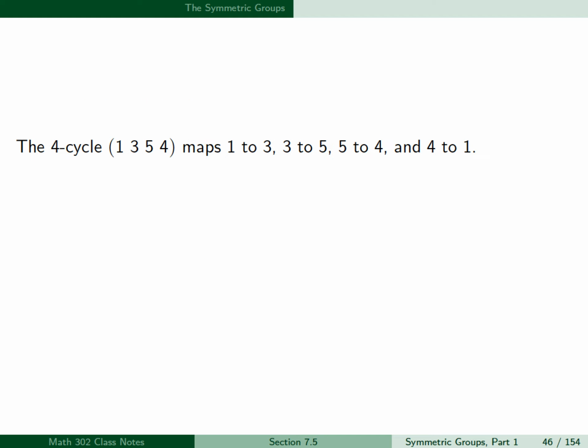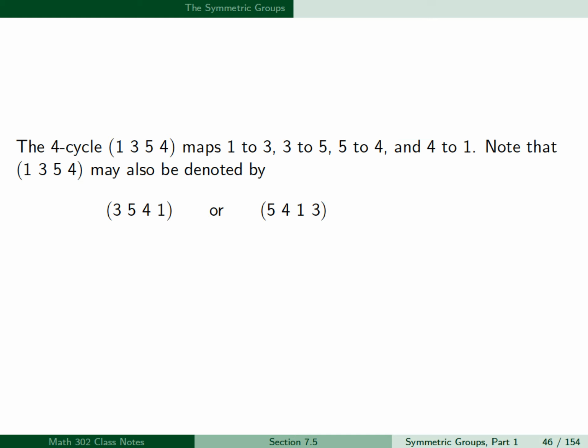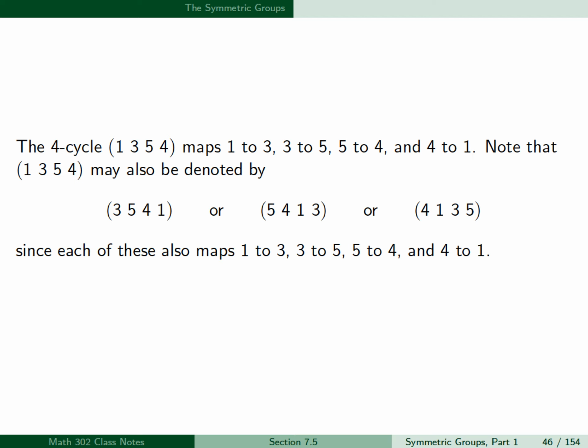Now the 4 cycle 1, 3, 5, 4 maps 1 to 3, 3 to 5, 5 to 4, and 4 to 1. Note that 1354 may also be denoted by 3541 or 5413 or 4135, since each of these also maps 1 to 3, 3 to 5, 5 to 4, and 4 to 1.